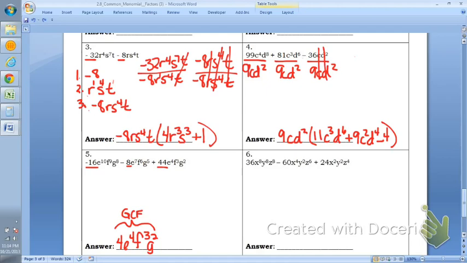On your test, you may only be asked to find the greatest common factor, not what the other factor pair is, or they'll ask you to factor. So the other factor pair you get by dividing all three of those terms by the greatest common factor. I'm just going to write my greatest common factor under each term.